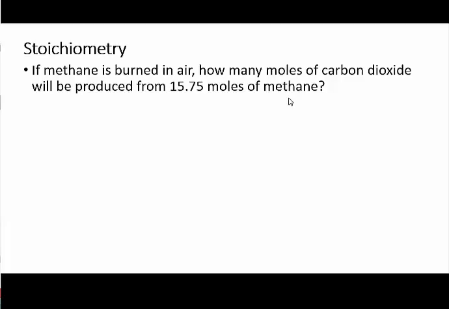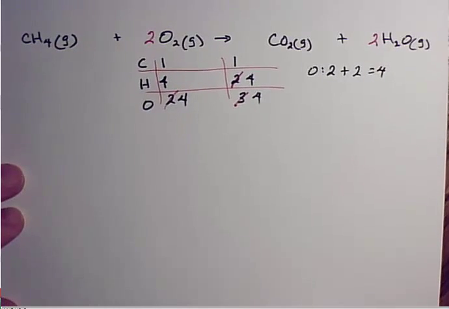Stoichiometry is what it is because we're going to be changing from one chemical species to another, and for that we need moles. So, the definition that I want you to remember: stoichiometry is the math in chemistry that requires a balanced chemical equation. So, I have a balanced chemical equation here.